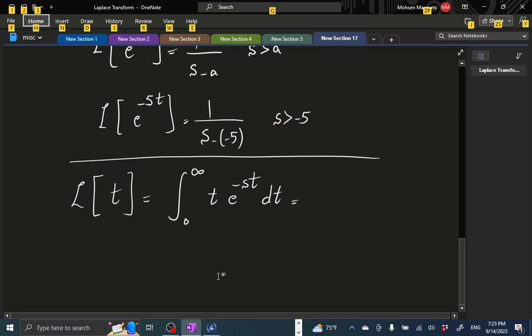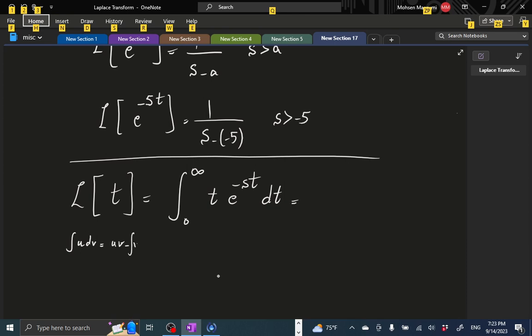Okay, so this is where we are going to use integration by parts from calculus. What do we do? If you remember, the integral of u dv was uv minus the integral of v du.